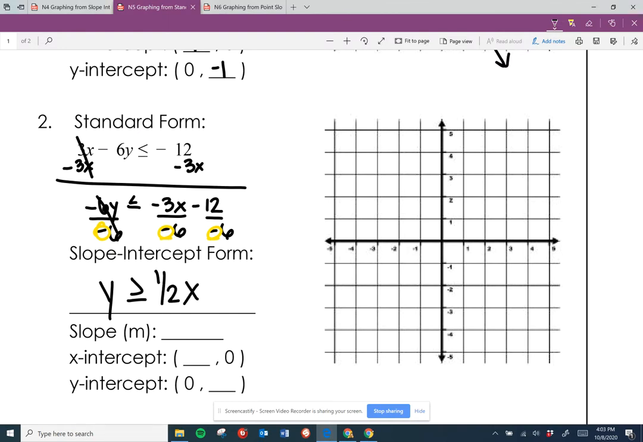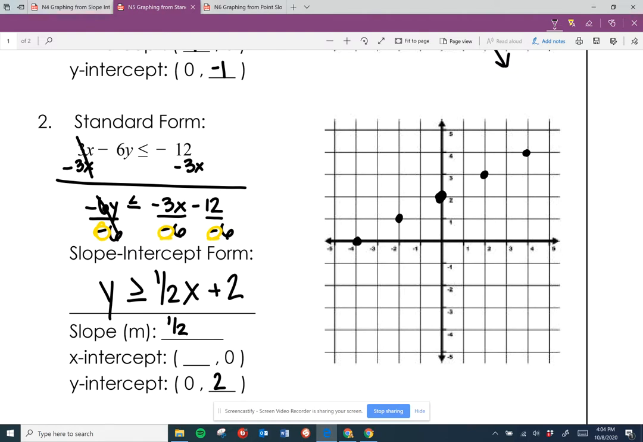Negative 12 divided by negative 6 is positive 2. Okay, so my slope is 1/2. My y-intercept is (0, 2). I'm going to start off my graph at that positive y-intercept and continue it using my rise over run. So up 1, to the right 2, up 1, to the right 2, down, left, down, left.